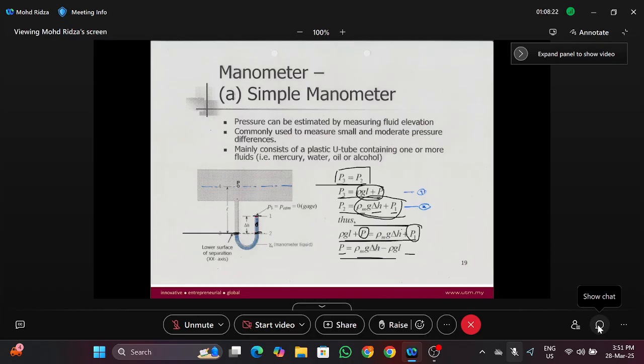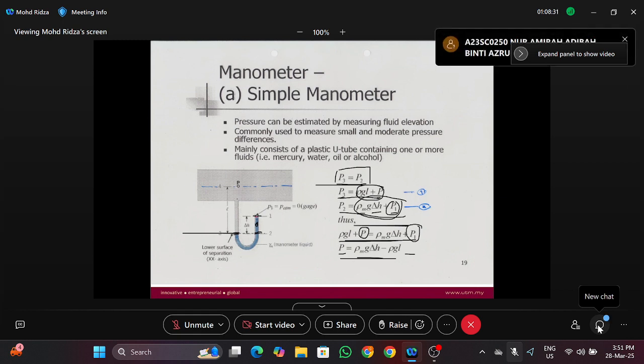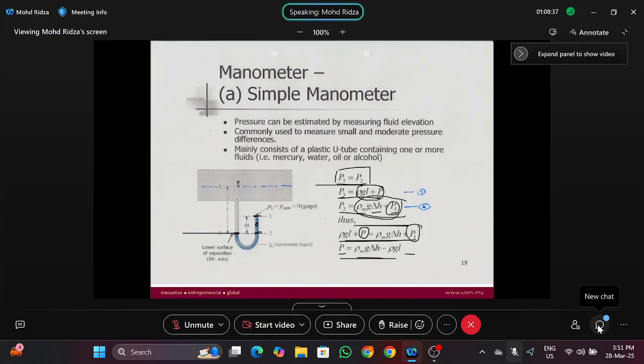This P1 here. P1 ni dah hilang dah. P1 dekat sini. This is P1. Exactly, because P1 is atmospheric pressure. So kalau kita guna gauge pressure is equal to 0, so we can just ignore it. So that's how you get this equation. Hopefully that clears this equation.